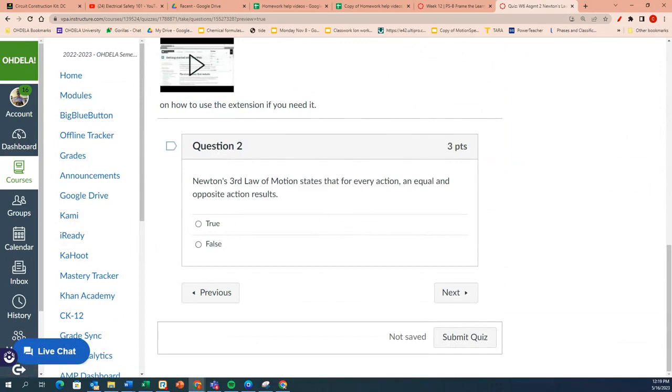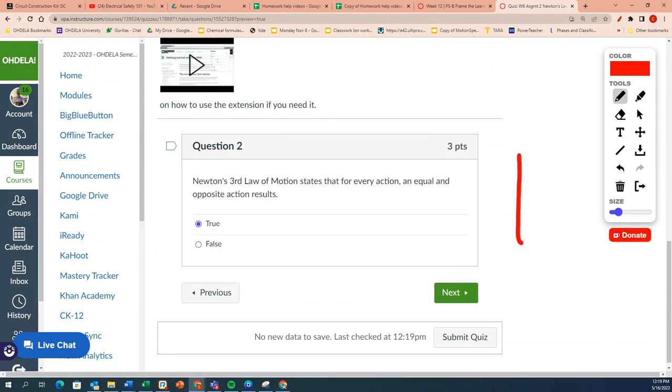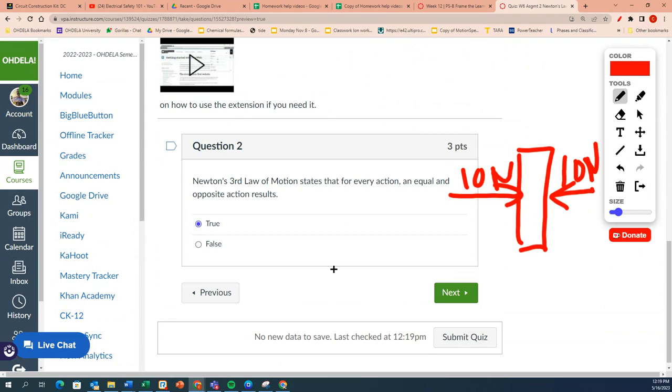Newton's third law states that every action has an equal and opposite reaction. That's true. So we take a look at this in terms of a wall. I push on the wall with 10 newtons. The wall pushes back on me with 10 newtons. If the wall didn't push back, then I would go through the wall. So that's the action-reaction pair. The wall is pushing back on me, I'm pushing back on the wall.